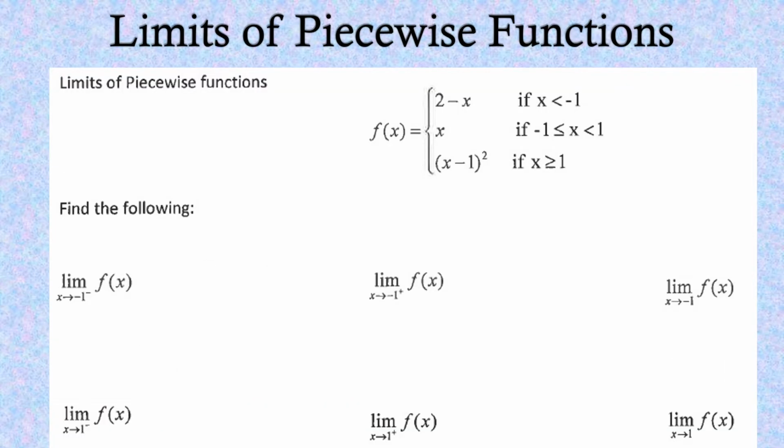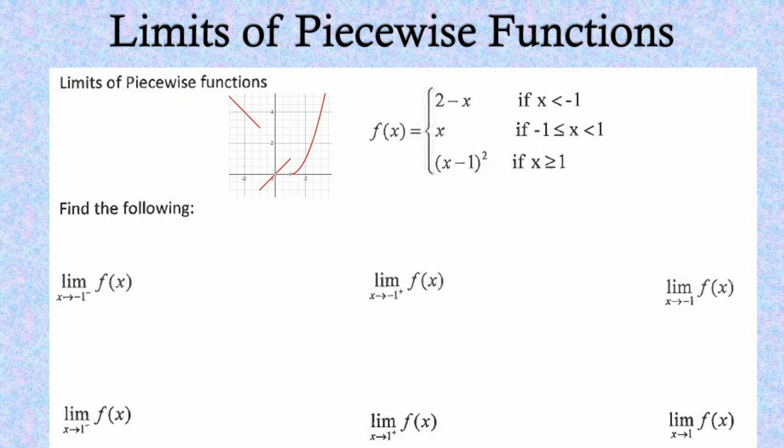Okay, on this slide, we're looking at the limits of a piecewise function. Notice that piecewise functions are broken into pieces. So when we're determining if we're looking at a value from the left or from the right, we have to determine which piece of the piecewise function is applicable. To help us see that, I have taken the liberty of simply graphing this piecewise function.